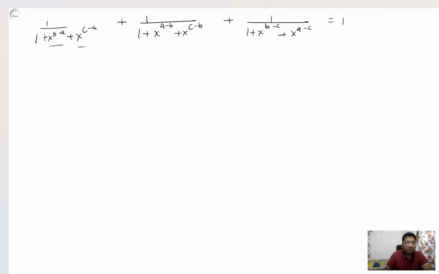So in the denominator, see, the numerator has a 1. I can't do much about that. But the denominator has quite a few things to work on. So I can write x to the power b minus a as x to the power b by x to the power a, and x to the power c by x to the power a.